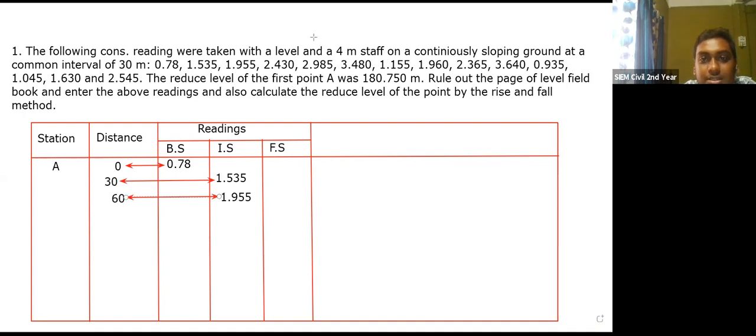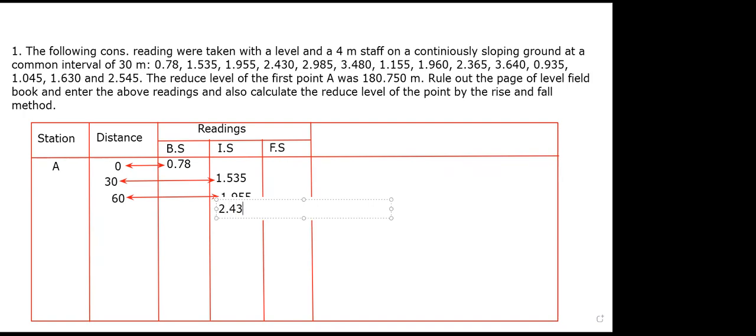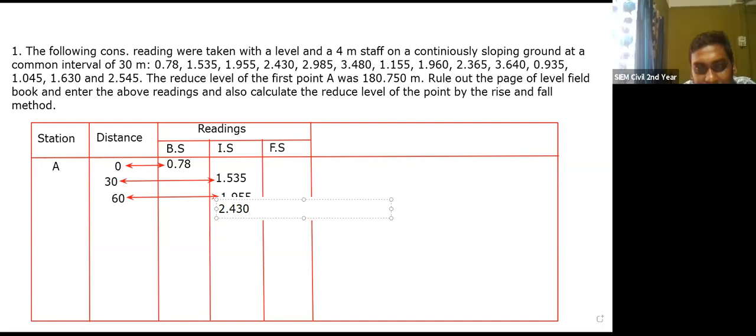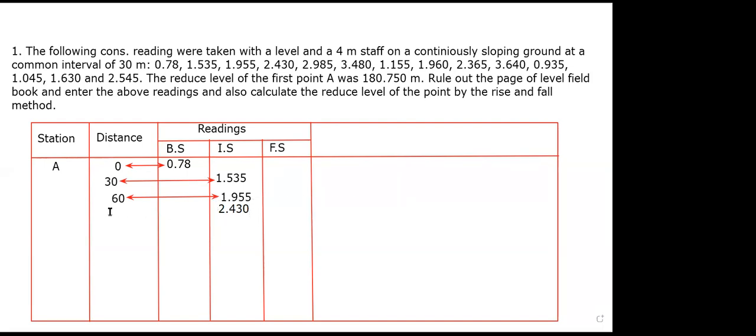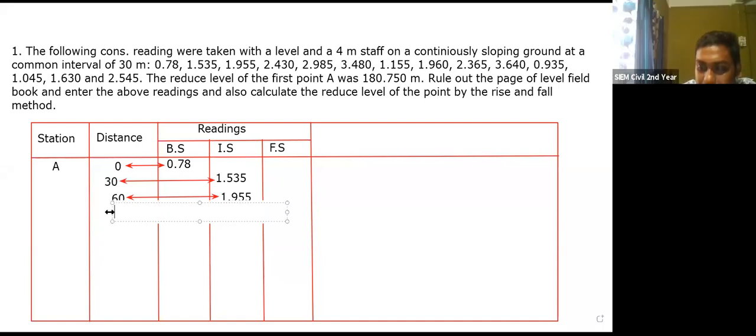Now next value is 2.430. कहाँ पे जाएगा? IS में ही Same रहेगा. IS. But the distance, next 30 interval, that means 60 plus 30, 90. Clear?